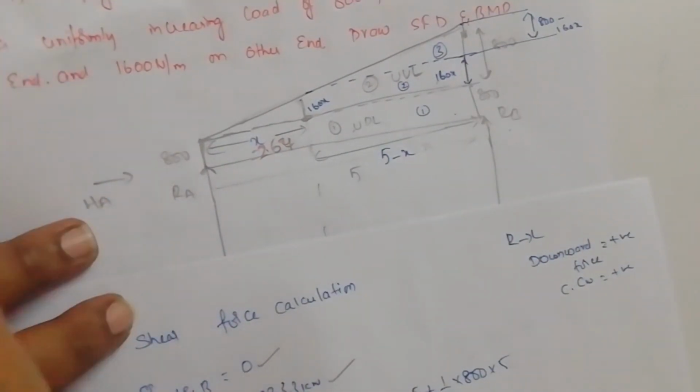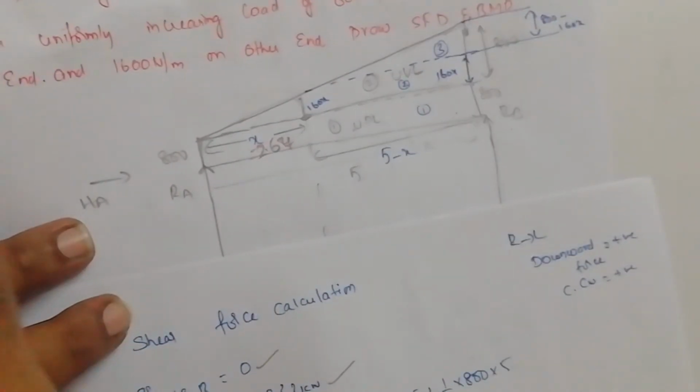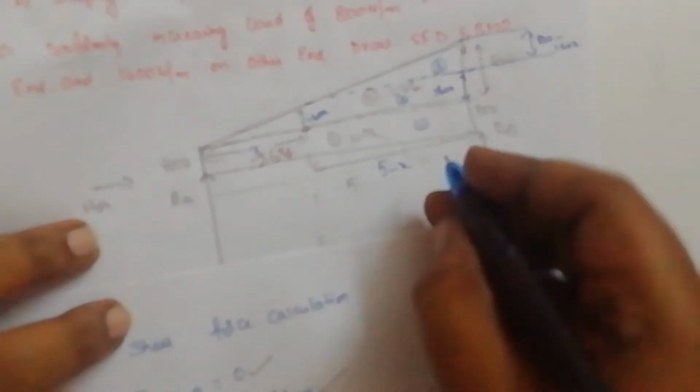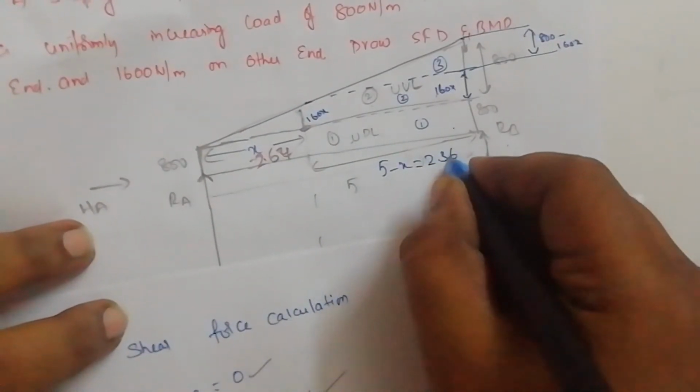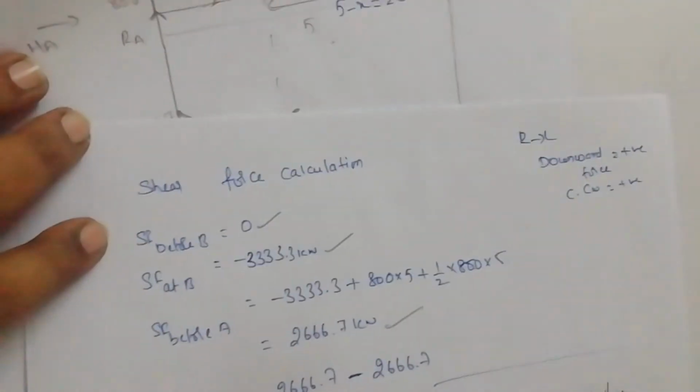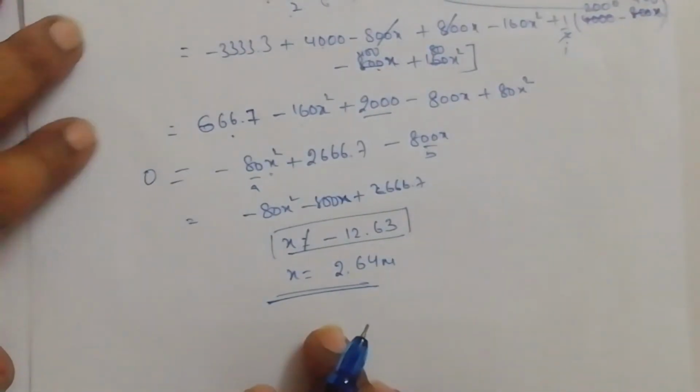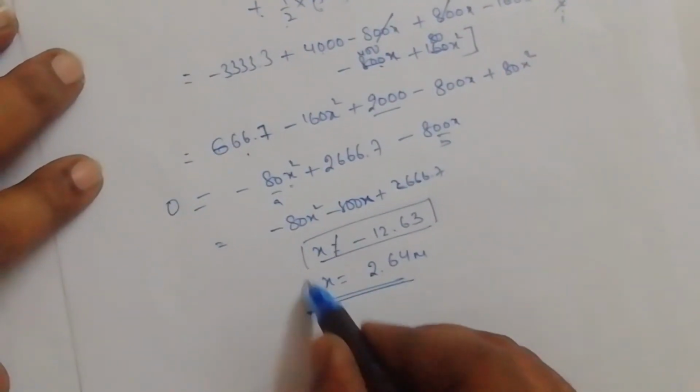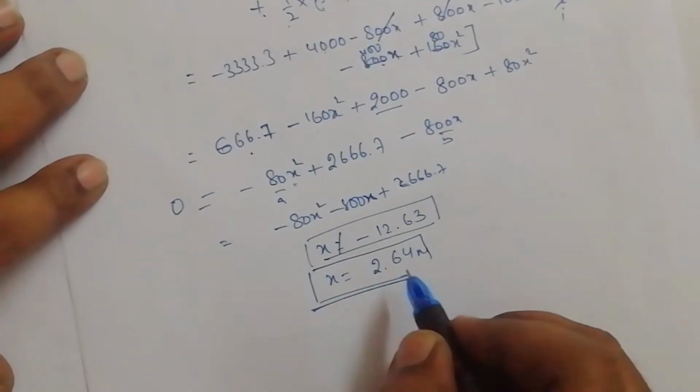Once you get this value, here what is 5 minus 2.64? 5 minus 2.64, you will get it as 2.36. So the value for this is 2.36. Okay, clear? Now we have got the distance, we have got the value of x also.